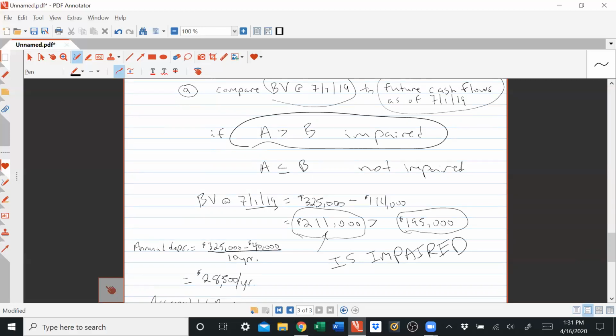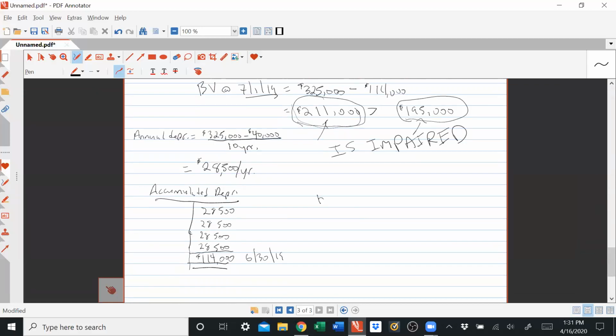This right here is what we think the asset is worth on our books. This is what we think we're going to get out of using the asset. If what we think it's worth on our books is bigger than what we think we're going to get going forward, then it must not really be worth this much, right? So we need to write it down. So the asset is impaired.